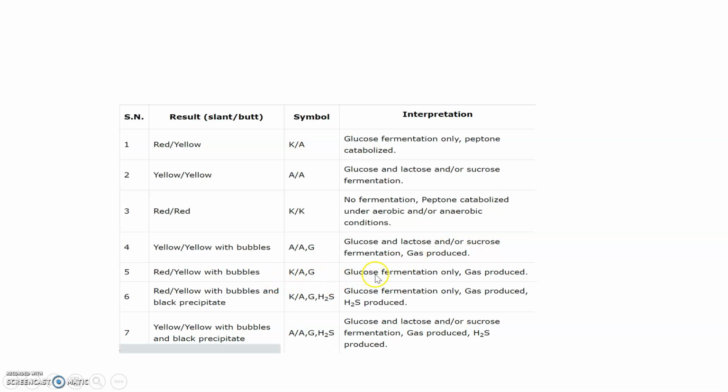K by AG means glucose fermentation only. Alkaline slant is alkaline, but gas is produced. Here also glucose is fermented. If the glucose is only fermented, the butt will remain only acid. The slant will remain alkaline. In that case, glucose is only fermented. K by A, gas produced, H2S production. A by A means glucose, sucrose, everything fermented with gas, H2S. Okay, so these are the interpretation of TSA.